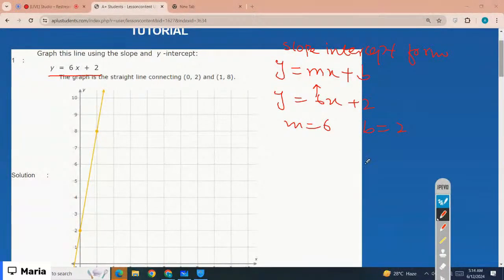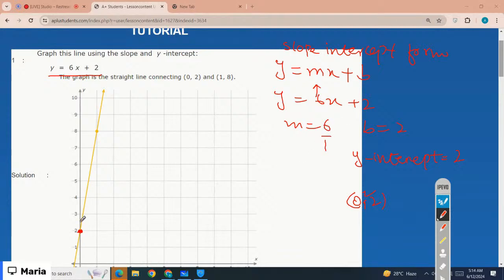y-intercept. Y-intercept means the point where the graph is crossing the y-axis, right? So that means on the y-intercept, x is 0, y is 2. So sorry, this point is on the y-axis. X is 0, y is 2. Here is the point. Slope is 6. That means 6 over 1.